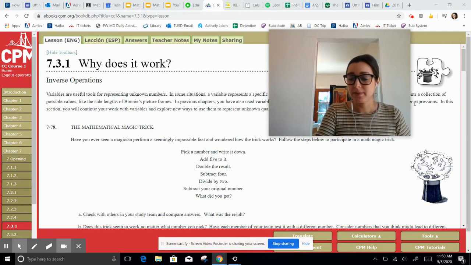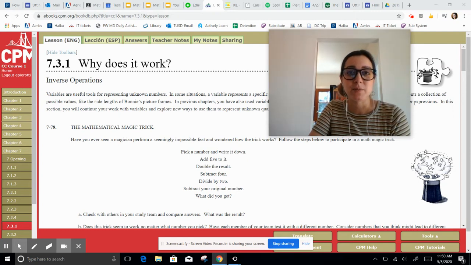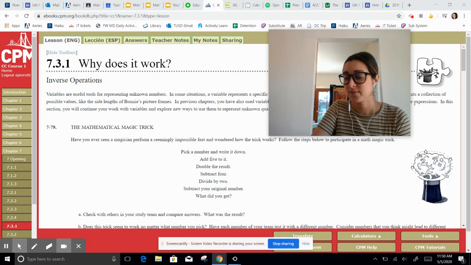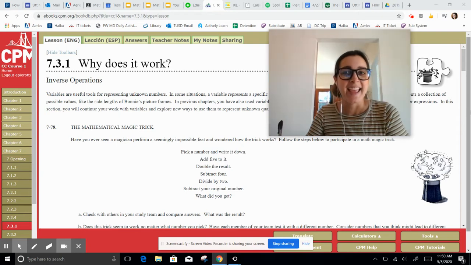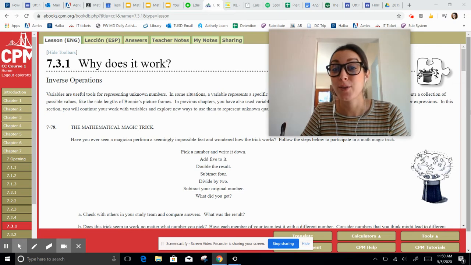And once you have that number written down, add 5 to it. Then double the result, so that means multiply it by 2. I'm doing this along with you. Then subtract 4. And divide by 2. And then subtract your original number. And I'm guessing that you got 3.